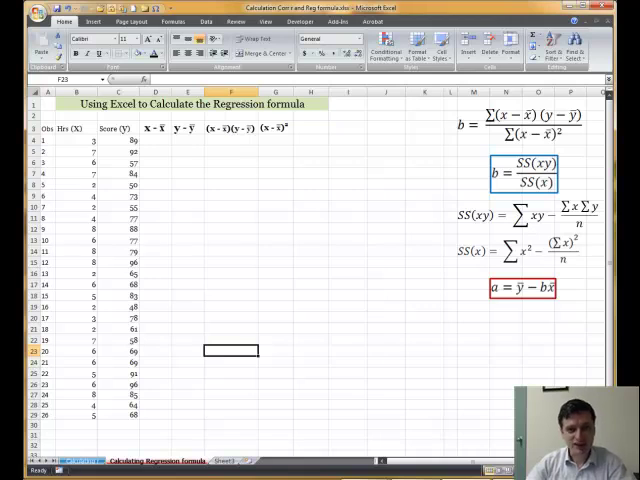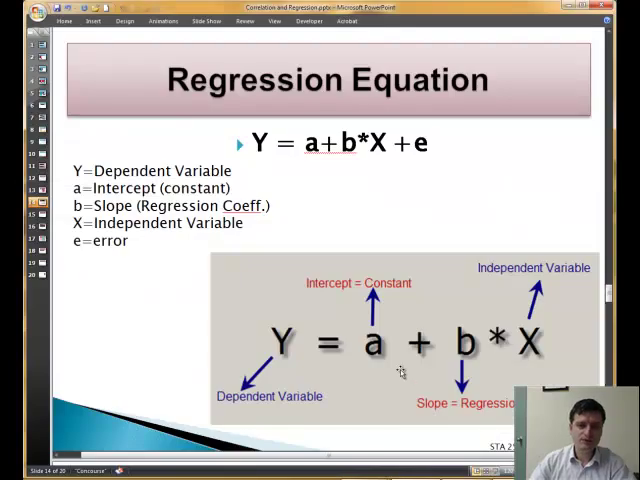In this video podcast, I will show you how to calculate the regression formula using Excel. As we know, the regression formula or equation is y equals a plus bx plus some sort of error, where y is the dependent variable, x is the independent variable or the predictor, a is the intercept or the constant, b is the slope or the regression coefficient, and e is the error.